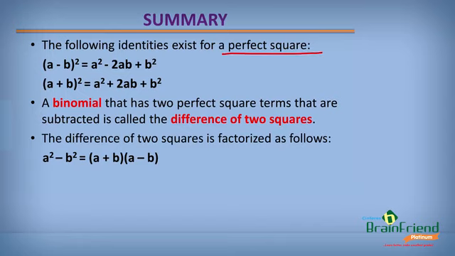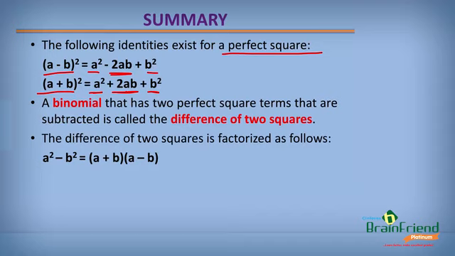So for a perfect square, when we are subtracting, a minus b all squared is equal to the sum of the squares minus twice their product. That is a squared minus 2ab plus b squared. For a plus b all squared, it is equal to the sum of their squares plus twice their product. That is a squared plus 2ab plus b squared.